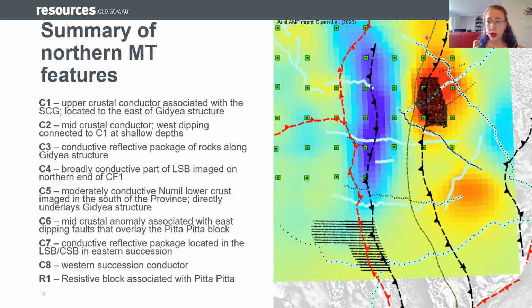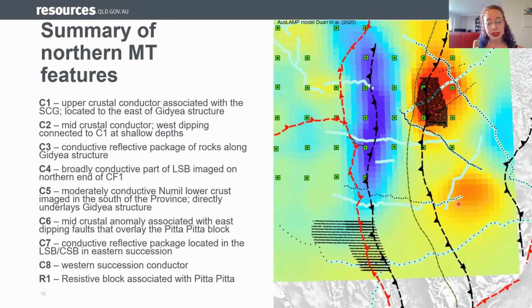C4 is a bit of a weirdo thing that just happens on CF1, on the very northern end of CF1. It doesn't appear to have that much to do with any of the other structures, other than the fact that it's currently imaged as an enormous blobby mass that joins into some of the other ones. So, C5 doesn't exist in the north, but does in the south.